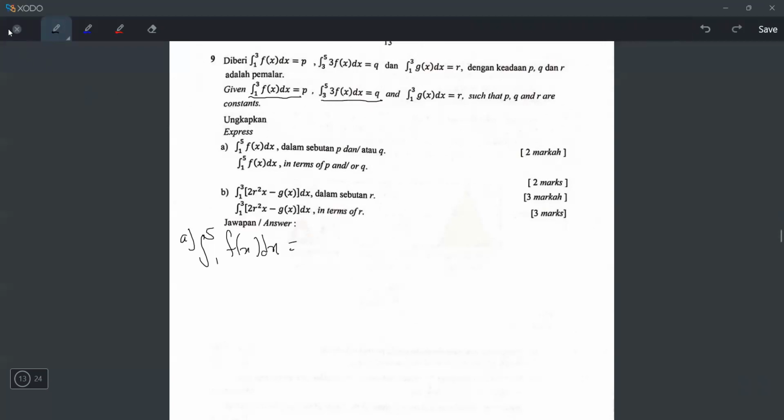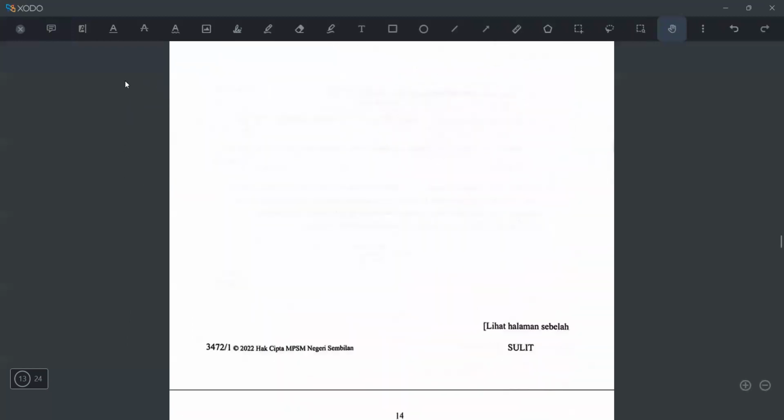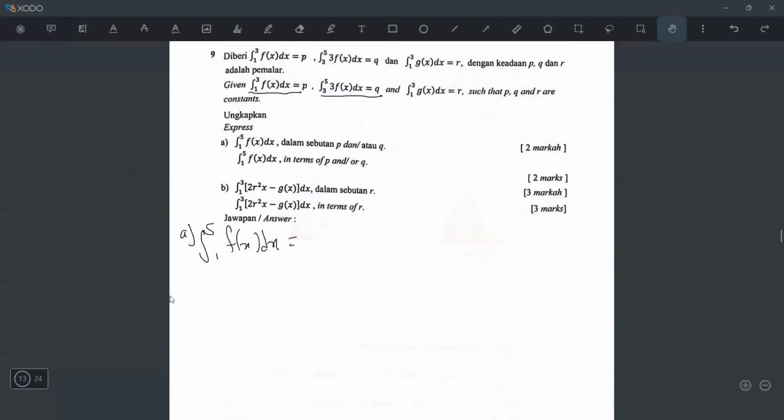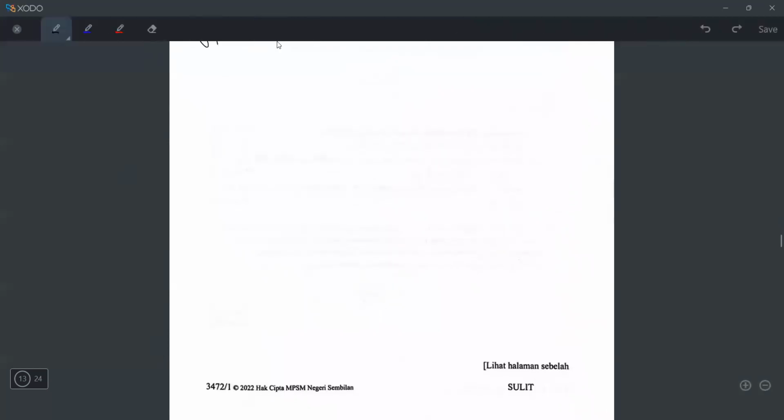Okay, if you're struggling with this question, means you haven't memorized the properties. Okay, the properties of definite integral. Did you remember this? You don't remember? Okay, let's talk about it. So okay, I think I write down here. Okay, so we have 1, 2, 3, 4, 5. Okay, 5 properties of definite integral. Okay, so you have to make sure you memorize these 5.